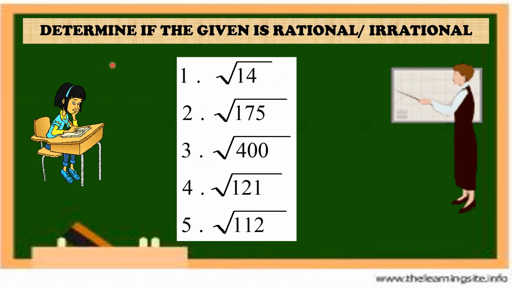Now we are going to answer the given. We need to determine if the given is rational or irrational. How do we know whether it is rational? If it is a perfect square. How do we know whether it is irrational? If it is not a perfect square. So we need to answer number 1, square root of 14, number 2, square root of 175, number 3, square root of 400, number 4, square root of 121, and the last number, the square root of 112.